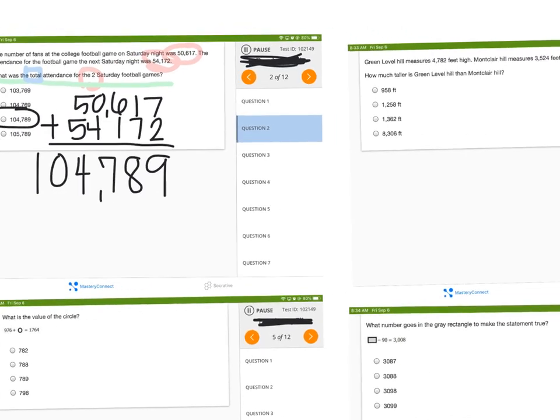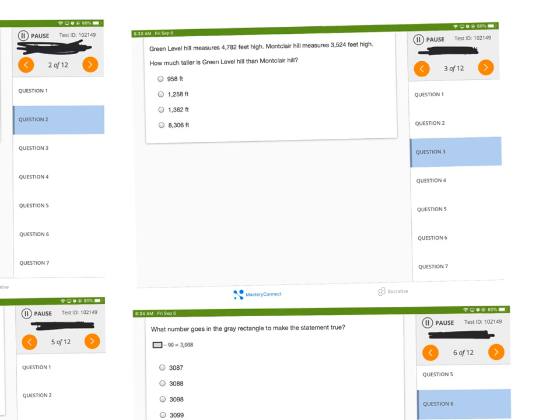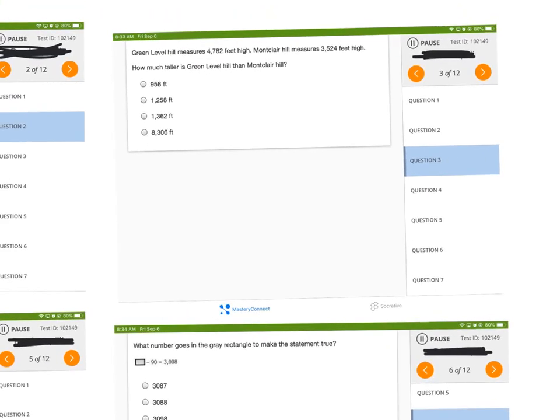All right, let's look over here at question number 3. It says Green Level Hill measures 4,782 feet high. Montclair Hill measures 3,524 feet high. How much taller is Green Level Hill than Montclair Hill?